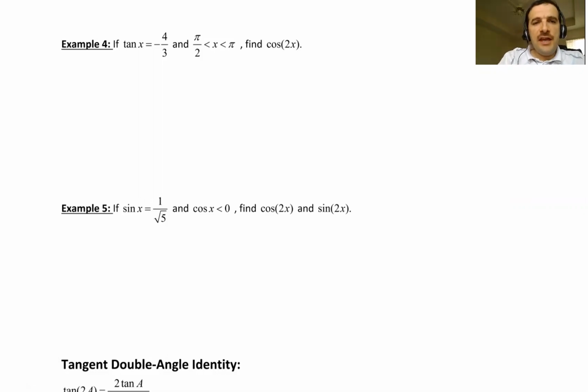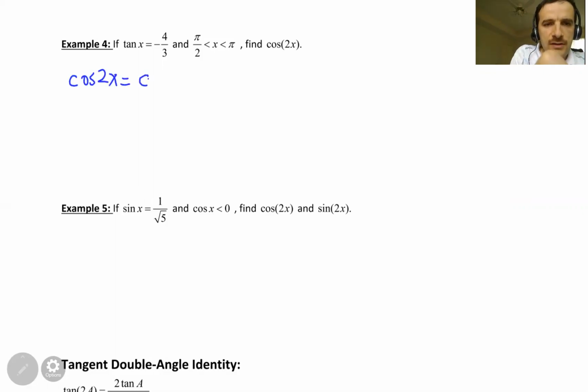All right, if tangent is negative 4/3, what is cosine? This is very similar to the previous example I did in the previous video, actually. First of all, what is cosine 2x equal to? As you may remember, there are three identities for cosine 2x: cosine squared x minus sine squared x, or 1 minus 2 sine squared x, or 2 cosine squared x minus 1.